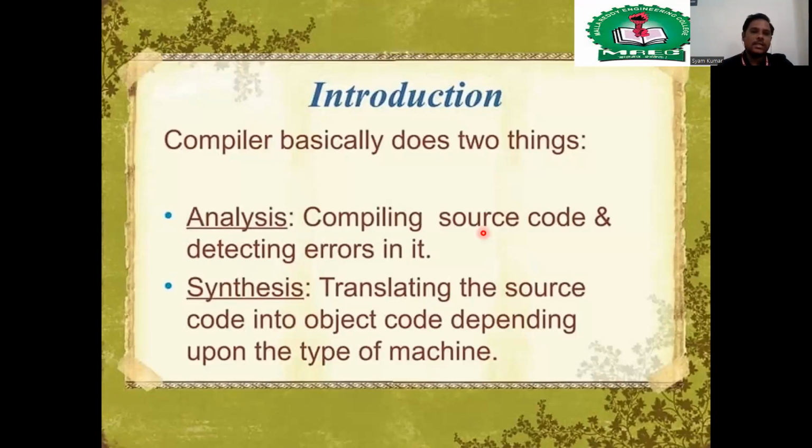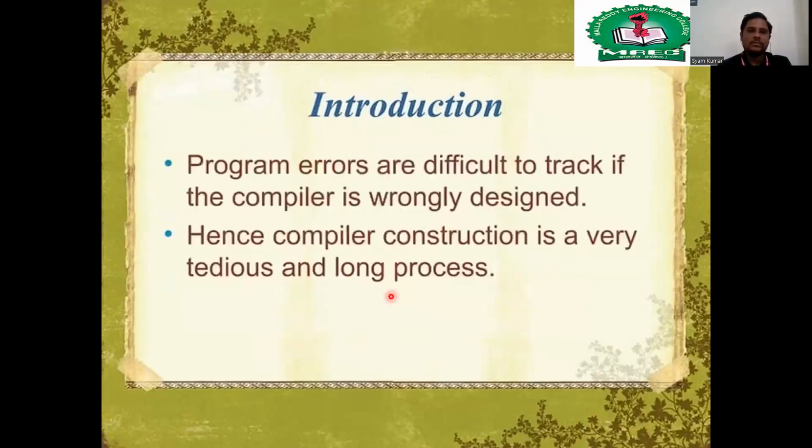So these three are the analysis part. And the synthesis part has code generation, code optimization, and intermediate code generation. In the synthesis part, first intermediate code generation, after that code generation, after that code optimization. Okay.